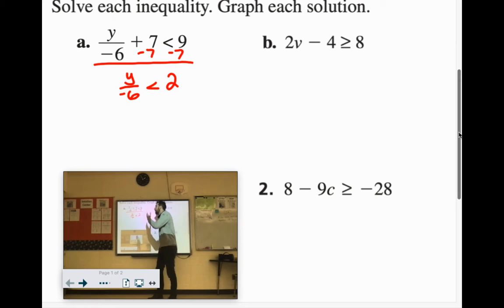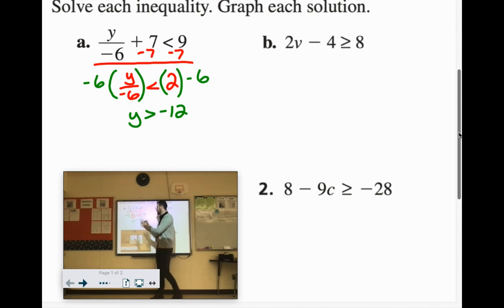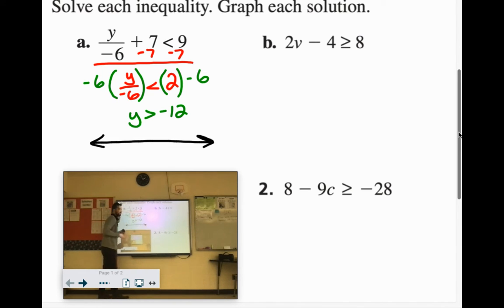Now, how do we get rid of divided by -6? We multiply by -6. But like it said, triple star up there: if you multiply or divide both sides by a negative, you have to reverse the inequality sign. So now it's going to flip to greater than, and 2 times -6 is -12. This is our solution, but we're going to show that on a number line. You can make your number line as detailed as you want, but this number is the only number of importance to me on my number line.